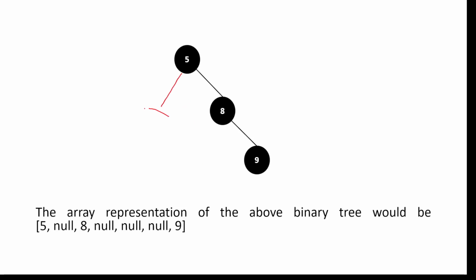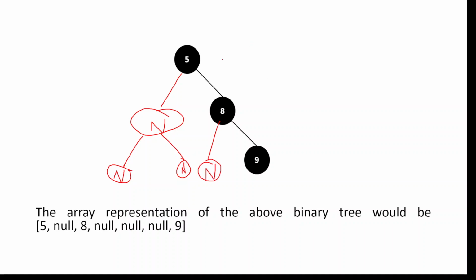If I see the left child of this node, it is null. We don't have a left child for this node, so again it is a null value. We don't have a right child here either, so again there is a null. To 8, there is no left child, so we say it is a null.